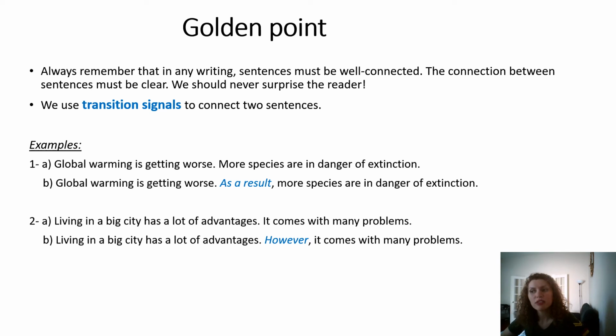Living in a big city has a lot of advantages. However, so when I see this word however, I already know something contrary to the first sentence is going to follow. So my mind is kind of prepared for something that runs against the first sentence, or the advantages. So I already know this sentence is definitely going to talk about disadvantages of living in a big city. And that's because I have the right connector or transition signal, which is however. So however, it comes with many problems. So these are two examples of transition signals. Now, there are actually a lot of other transition signals in the next slides, but you can always get access to them through different online sources, and they are very important in any good writing.